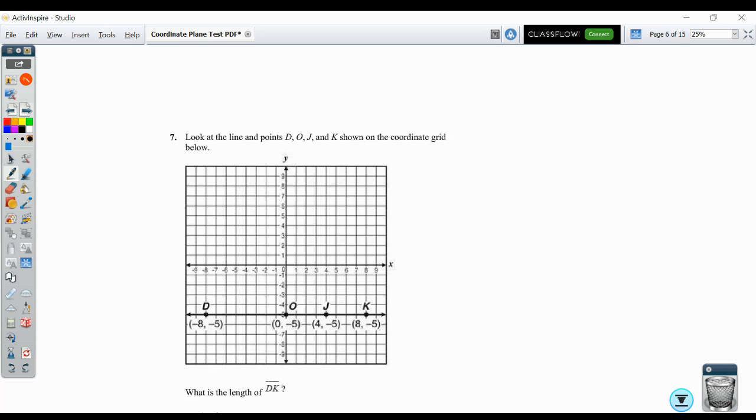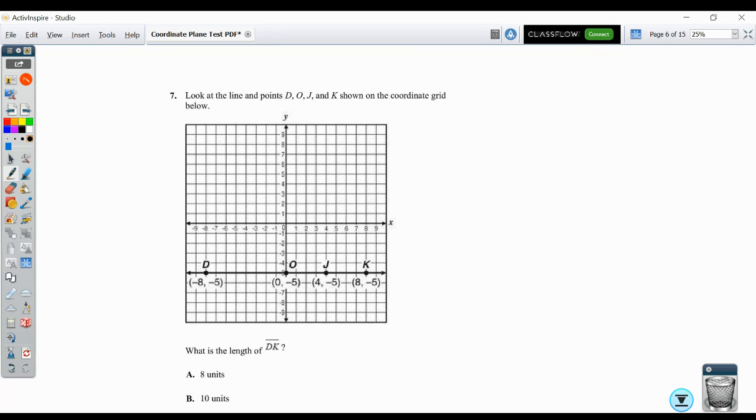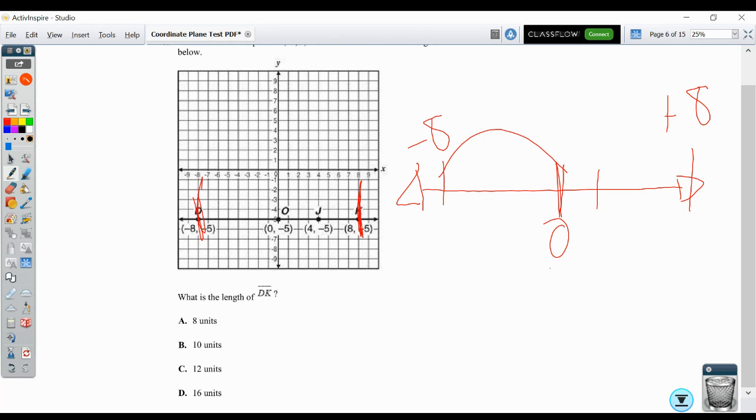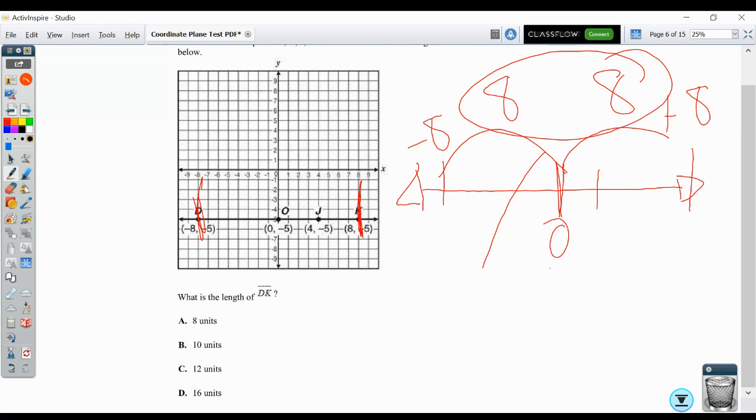Question 7. Look at the line and points D, O, J, and K on the coordinate grid below. What is the length of D to K? So we went from negative 8 to positive 8 on my x-axis. If you pretended this was just a number line, we were at negative 8, and then now we're at positive 8. So to get from negative 8 to 0 is 8, and then to get from 0 to positive 8 is 8. And if I put these two together, 8 plus 8 is 16. So the answer here is D, 16 units.